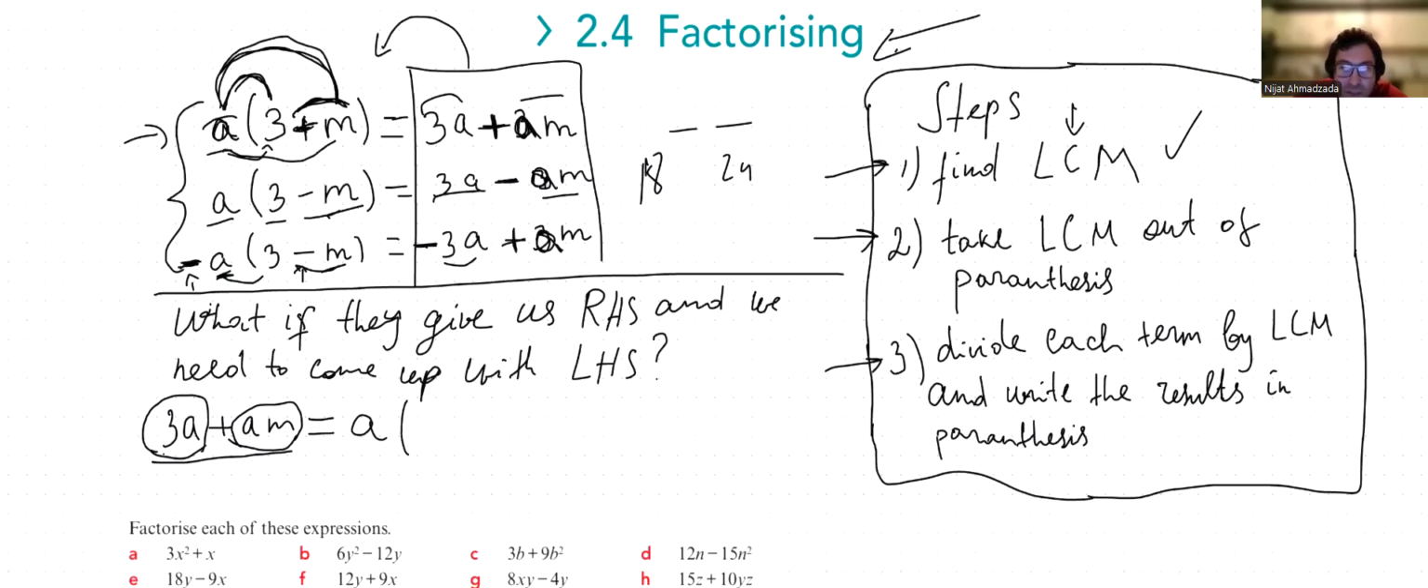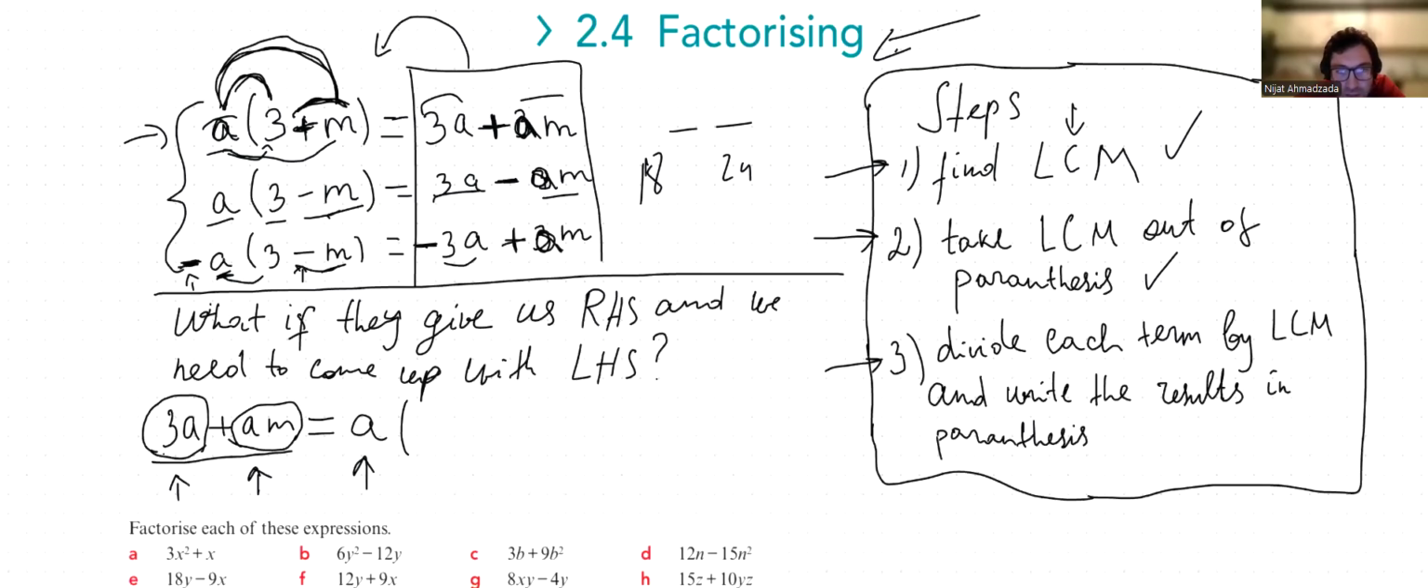As you can see now, I started the parenthesis after A. That means that A is out of the parenthesis or out of the bracket. So the second step is already done. The third step is dividing each term. We should know from 2.1 that the terms are 3A and AM, right? We have to divide each term by the LCM, and the LCM was A, the thing which is outside of the bracket. So we're going to divide 3A by A, and we will divide all of them by A.